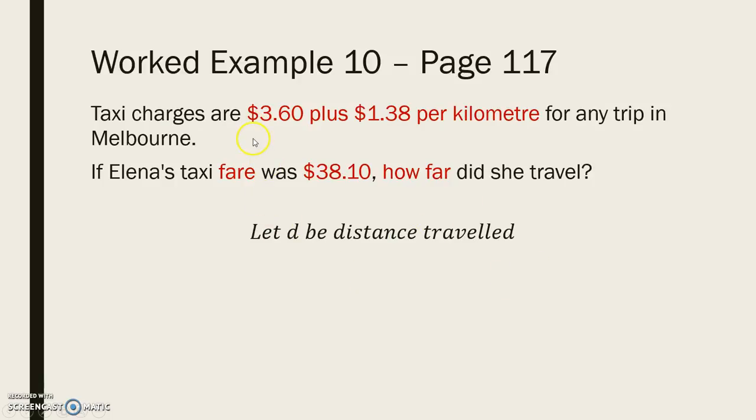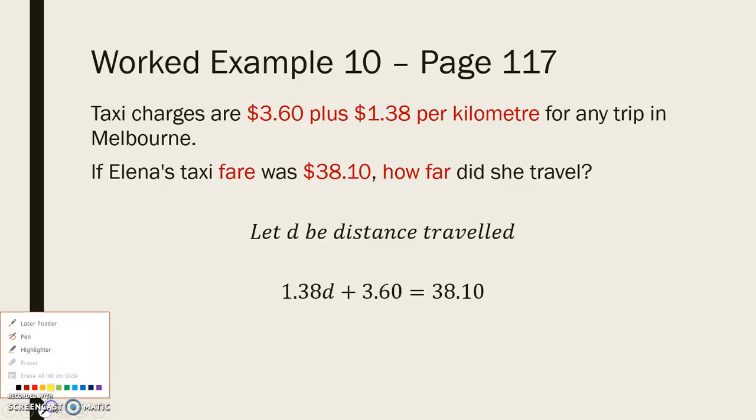Now taxi charges, what this indicates is that we have a flag fall, which is a cost no matter how far you travel, of $3.60. And then we charge on top of that the $1.38 per extra kilometre travelled. So our equation is $3.60 plus 1.38 times d, and that answer was $38.10. There's our equation. Now we're going to solve it.